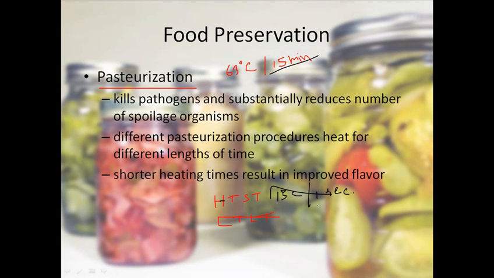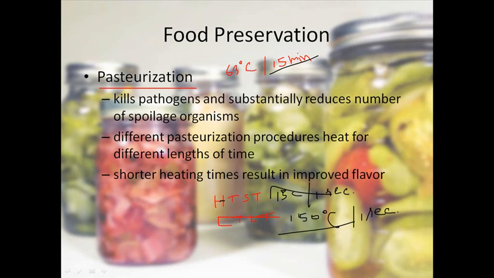And we have ultra high temperature pasteurization. In this ultra high temperature pasteurization, we use 150 to 160 degrees Celsius to kill most of the microorganisms that can be found in food. This is for 1 second only in ultra high temperature pasteurization processes.